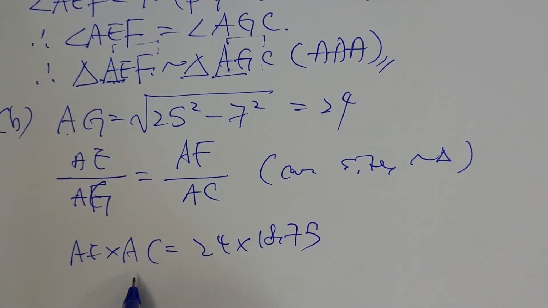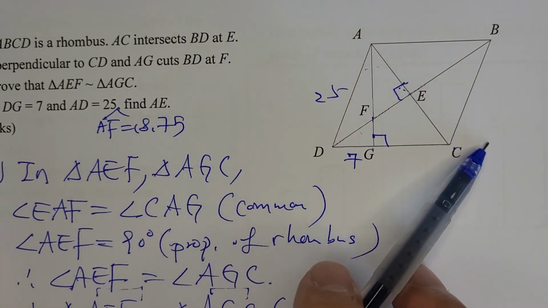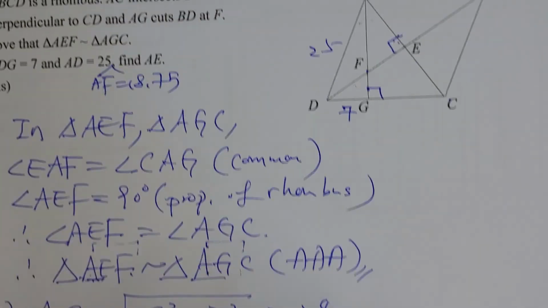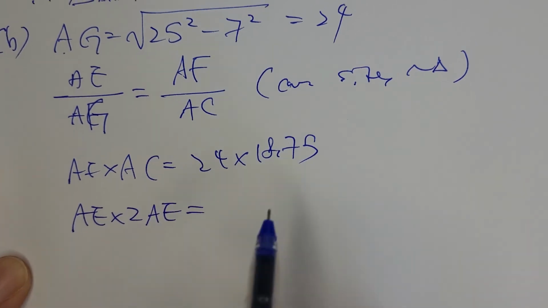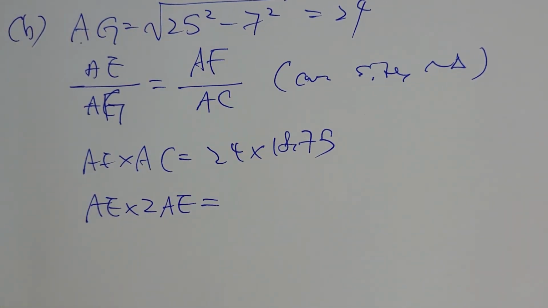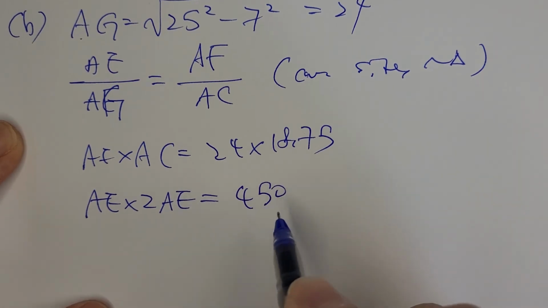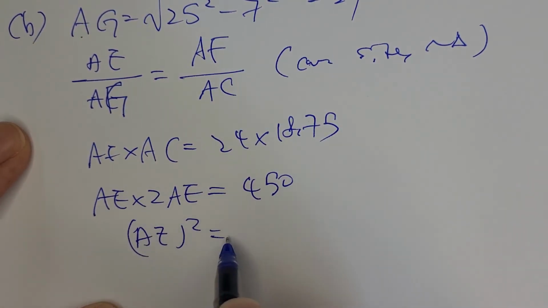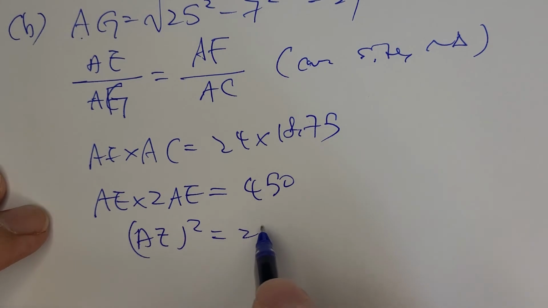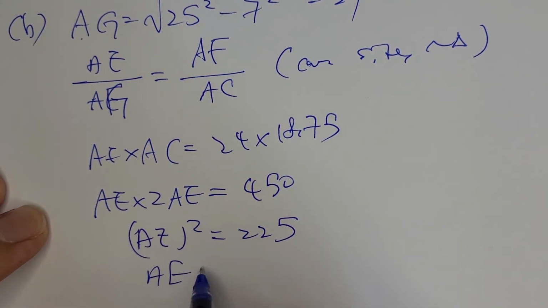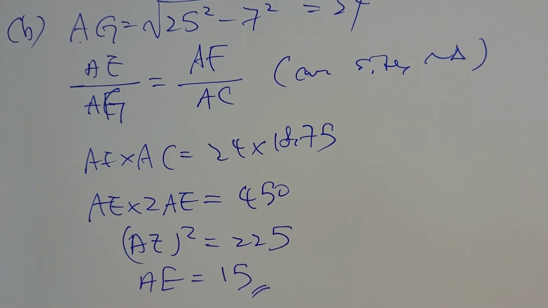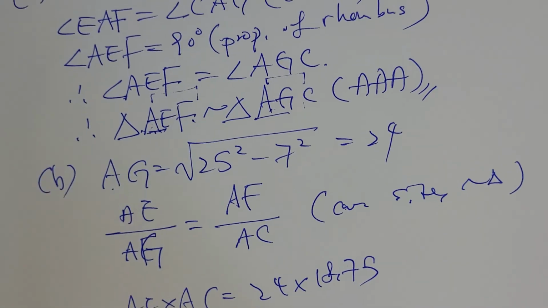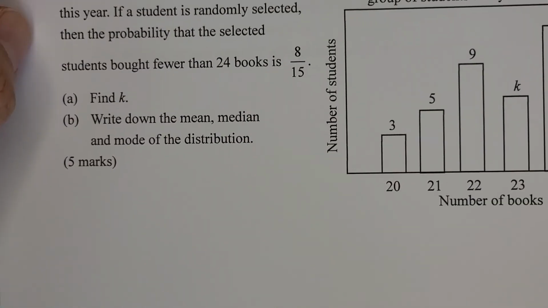And what is AC? AC is double AE, because AC is a diagonal and AE is half of the diagonal. So AE times 2AE equals 24 times this one, so 450. So AE squared is 225, and hence the length of AE is 15. So that's the end of this question. So go to question number 8.